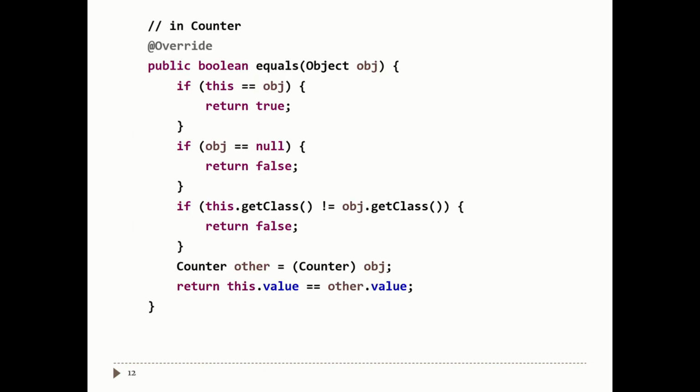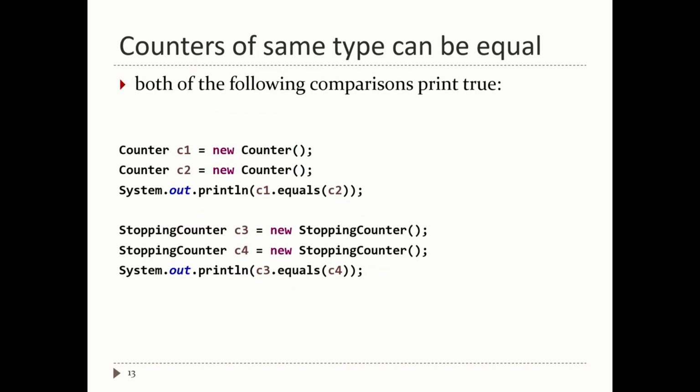We checked if the class of this object is different from the class of the incoming object, return false. So in other words, if the 2 objects have different types, even if they're related by inheritance, the answer is false. They're not equal. If I have 2 counters, C1 and C2, their values are both 0, then equals says they're equal. If I have 2 stopping counters, both their values are 0, then equals says they're equal.